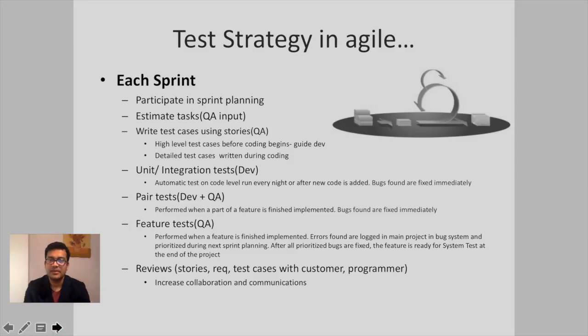Moving on to the next step, here we talk about each sprint. Over here, QA need to participate, or every member in QA needs to understand the sprint planning and estimate the QA tasks: what their input would be, what the expected output from them is, and what the expectation of the team and management is from each QA. Write test cases using user stories with certain acceptance criteria, high level test cases before coding begins, and then detailed test cases are written during the coding. Unit and integration testing.